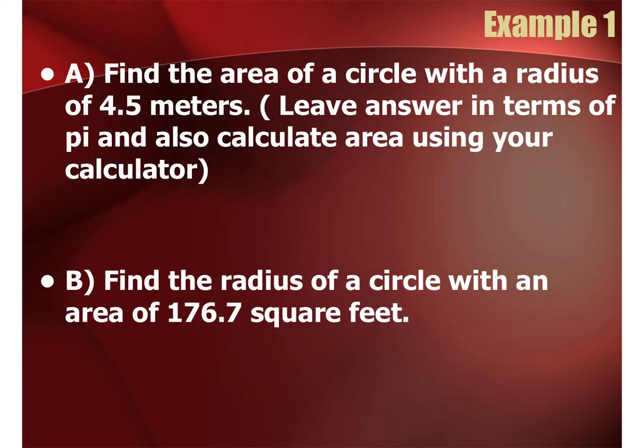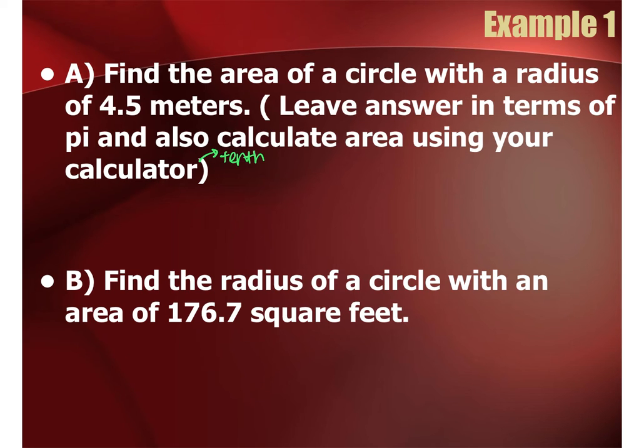So it says find the area of a circle with a radius of 4.5. Leave your answers in terms of pi. Mariana, this one's for you, okay? Leave your answers in terms of pi and also calculate the area using your calculator, okay? Does it tell us what to round to for that second part? No, so what should we always round to if it doesn't tell us? The tenth, okay? So write that in there, okay?